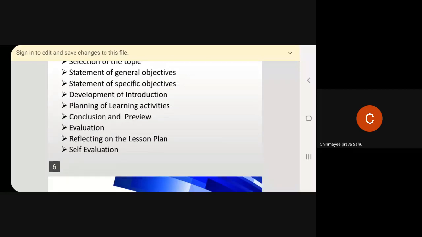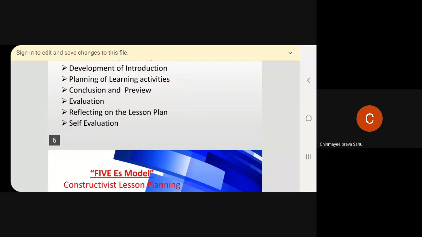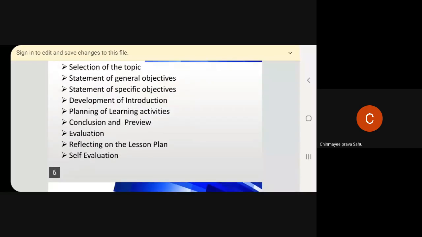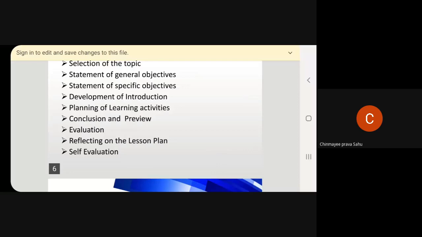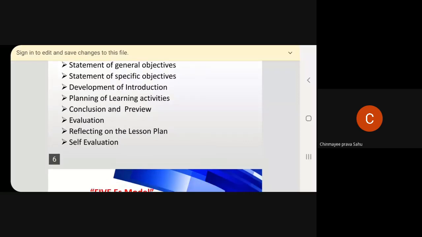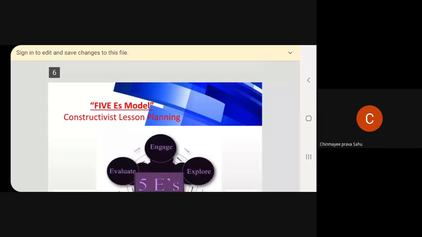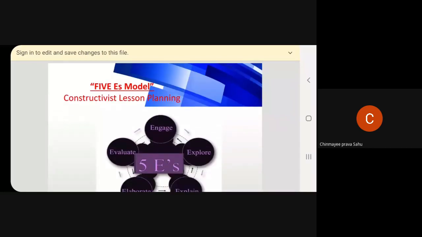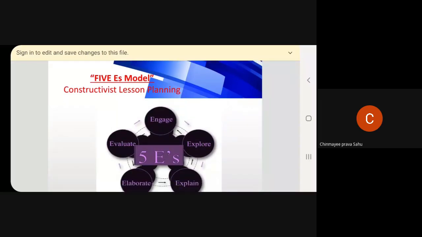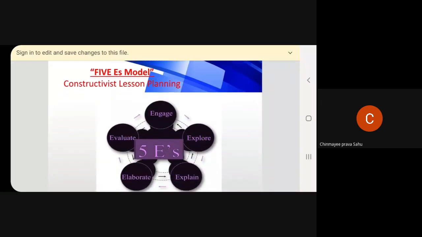So, till now, whatever I have discussed, these all are part of the Herbartian lesson plan, or the traditional lesson plan. But we know that in the constructivist approach, we are using the 5E model lesson plan. Already I have shown you this in Block 1, how we are going to use the 5E model, or we can say constructivist lesson planning.